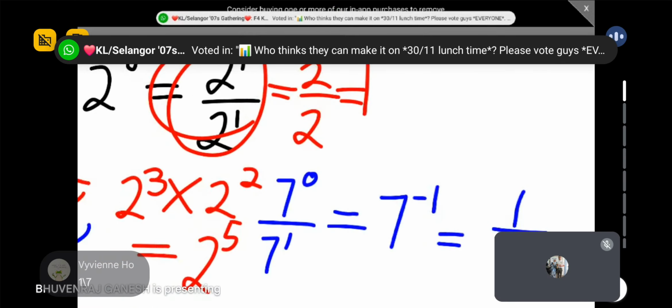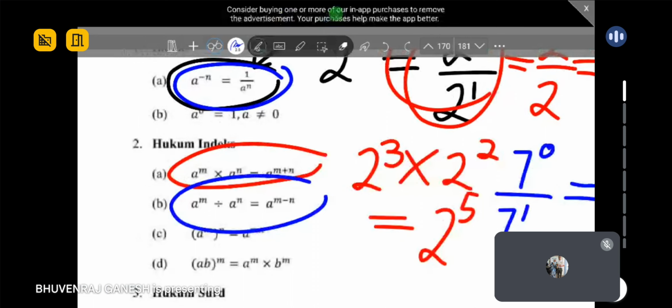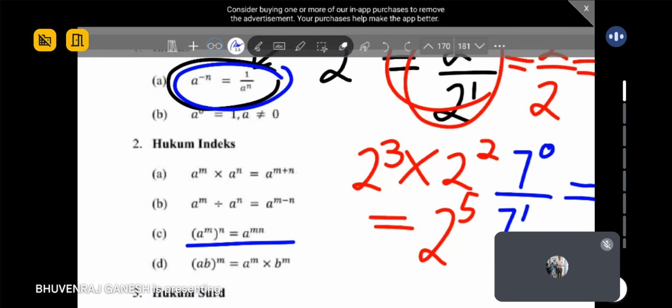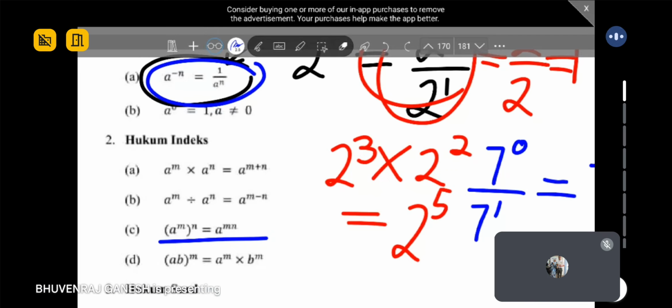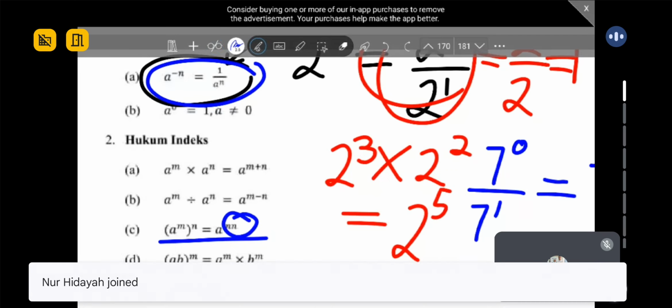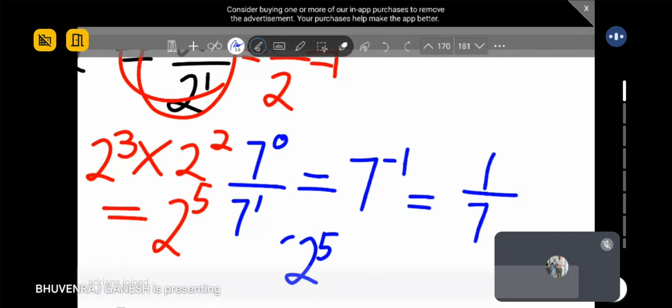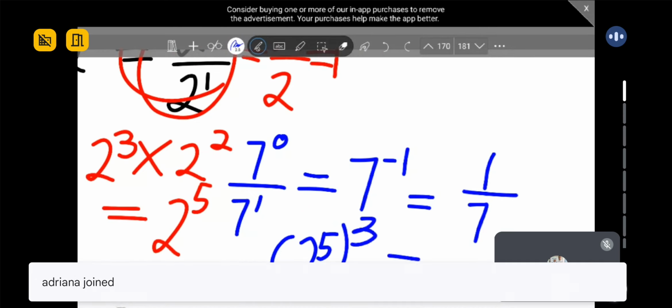Okay, all right. So now, the third rule. Okay, this third rule is very useful. Yang ketiga ni sangat berguna. Okay, so whenever you have a index, power another number, okay, satu index dikuasakan lagi, you must times both of the powers. Okay, kamu kena darab dua-dua kuasa. Okay, example, let's say I give you 2 power 5 and then 3. Okay, so what is the answer, guys?